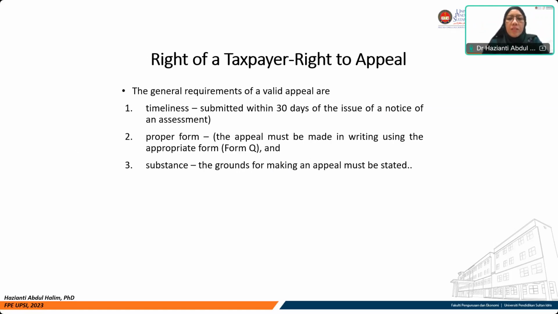All right, what if the taxpayer did some mistakes or they forgot to furnish their tax return, so there is a right to appeal for the taxpayer. Dengan syarat, number one, the appeal must be submitted within 30 days of the issue of a notice of assessment. And it must be in writing, in proper form. And they have form Q for this appeal procedure. And the grounds for making an appeal must be stated. You cannot simply do an appeal without any good reasons for doing that.